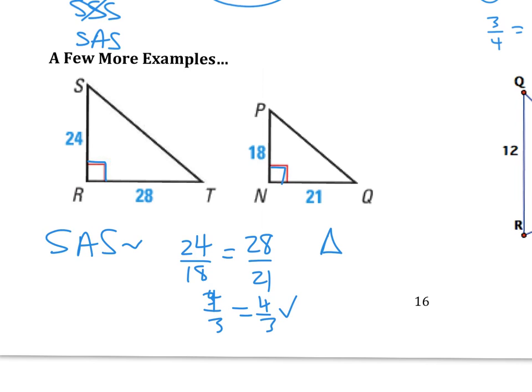Similarity statement: triangle blank, blank, blank, similar to triangle what? Tyler, you want to give this one a try? Triangle SRT is equal to triangle PNQ. Not equal to, but similar. And then reminder, scale factor would be your 4/3.